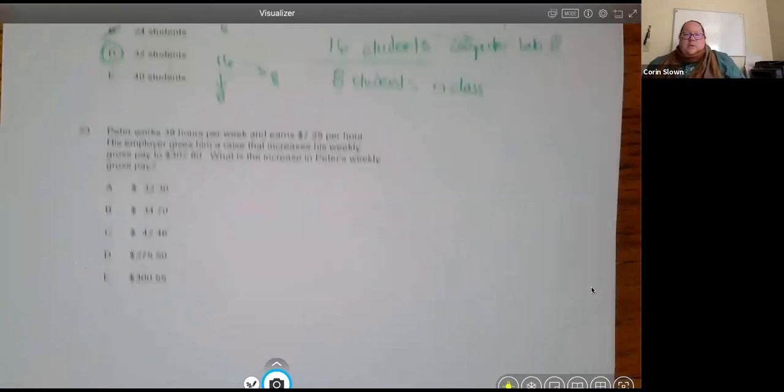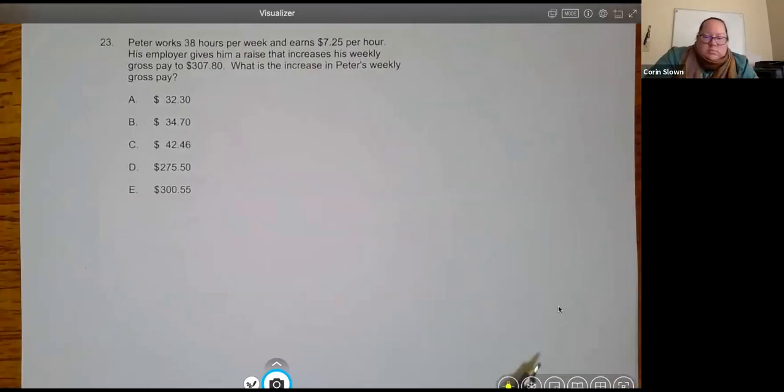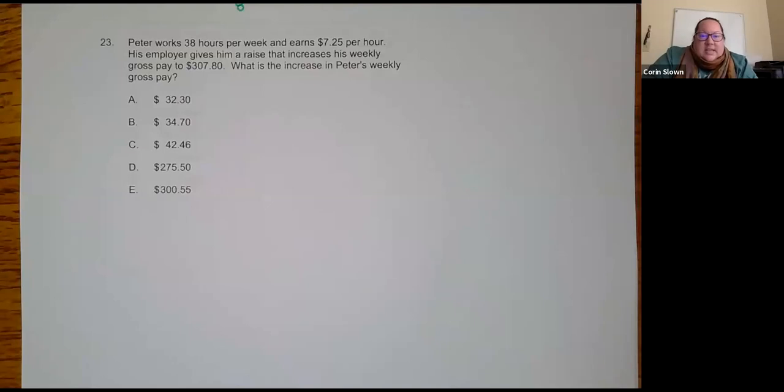Let's think about problem number 23. Okay, so this problem says, Peter works 38 hours per week and earns $7.25 per hour. His employer gives him a raise that increases his weekly gross pay to $307.80. So, what is the increase in Peter's weekly gross pay? All right, so let's take the information that's given in the problem and make sense of that. He works 38 hours per week and earns $7.25. So let's do that math first.